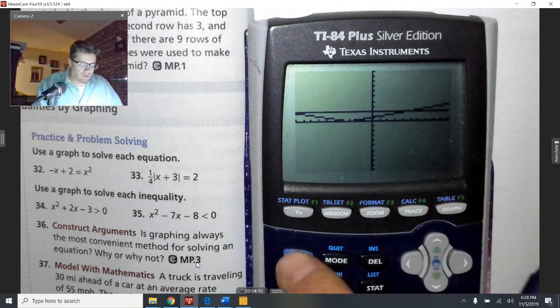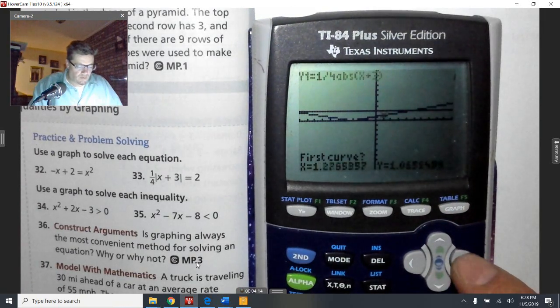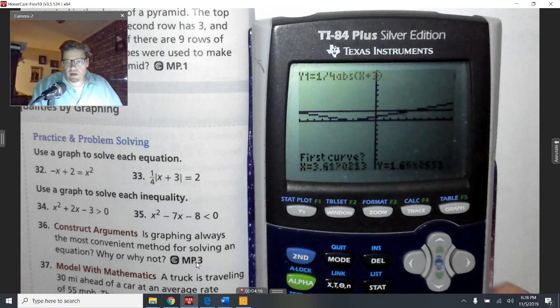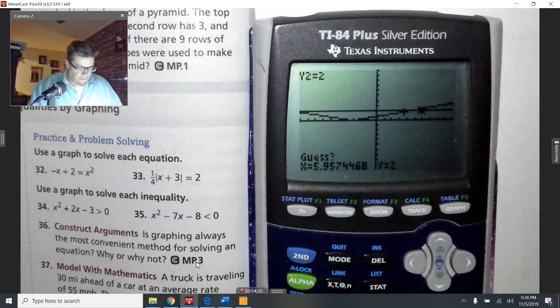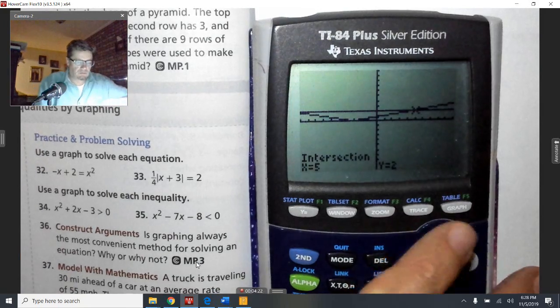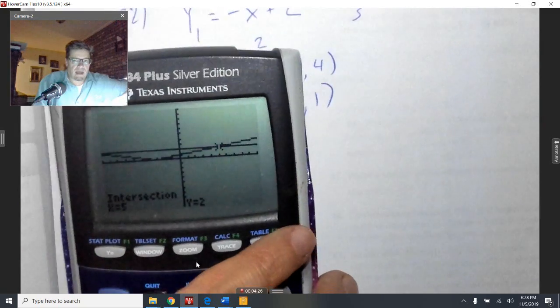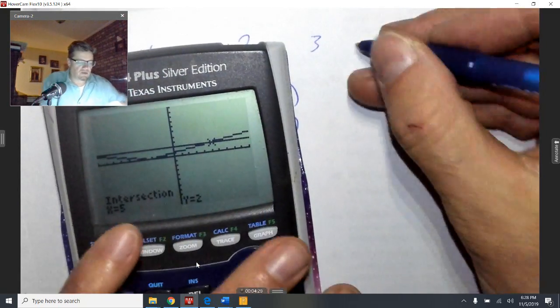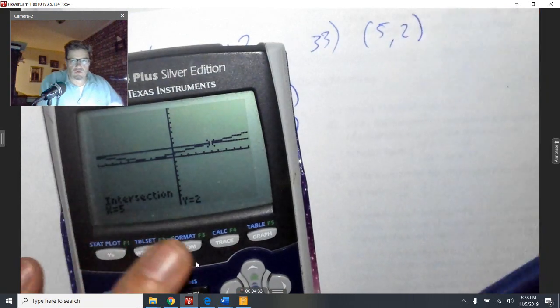So I'm going to go second, calculate, intersection, hit enter, and move over to this one. I guess I'll do that one first. 5, 2. So that's 33. Not a lot of quote-unquote math to do. This is kind of a technological skill. So 5, 2.